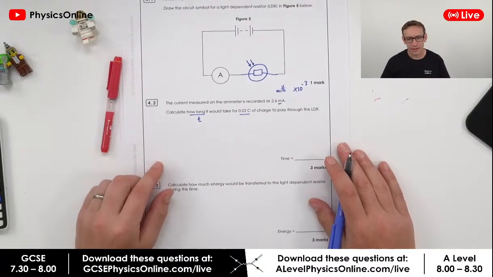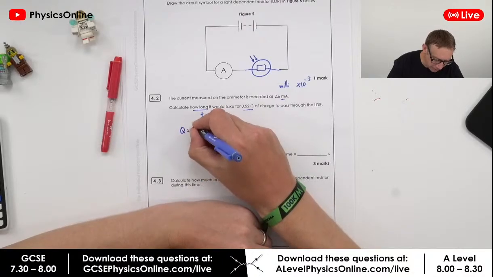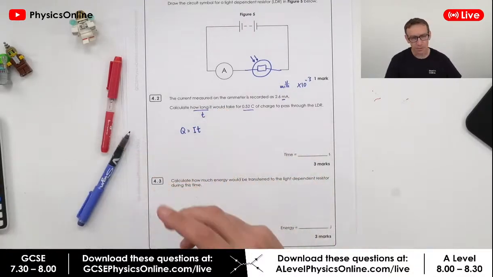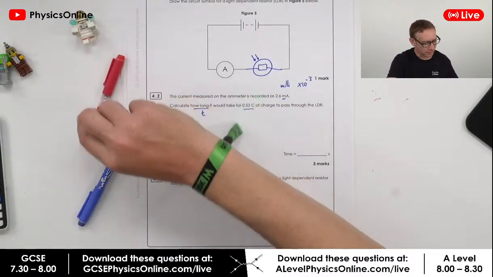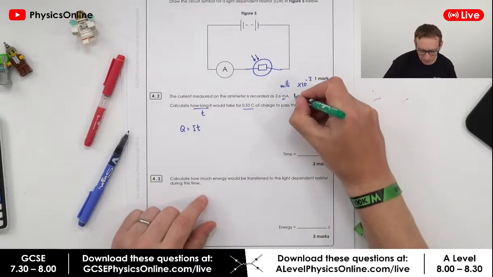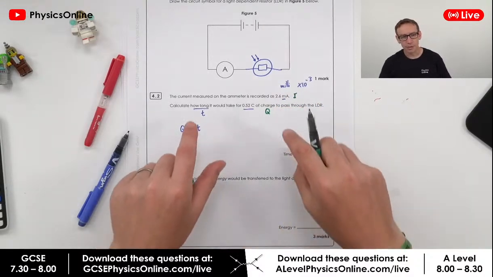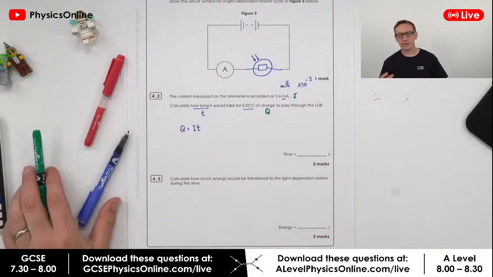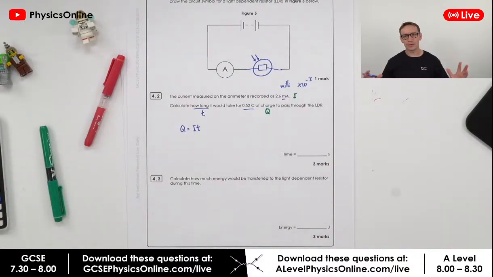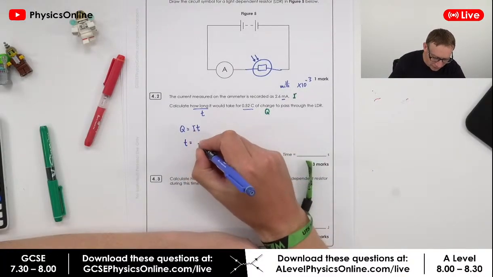So the first thing I'm going to do is write down the equation Q equals IT. It can be useful to put an I next to that, so that's the current. We've got the charge Q and we've got T over here. So what links Q, I and T? Well, Q equals IT. Again, this will be given to you when you're doing your GCSEs, in your data booklets. So then we can rearrange to say that T is equal to Q divided by I.